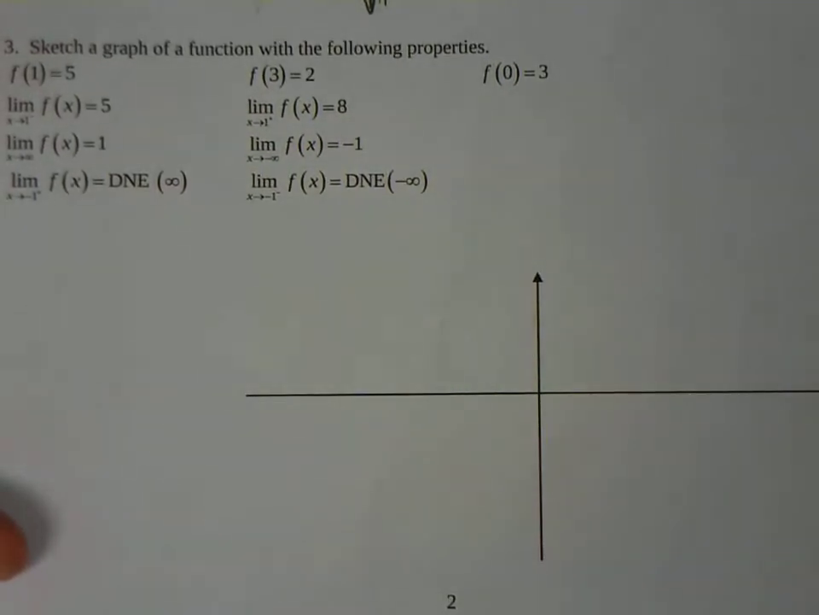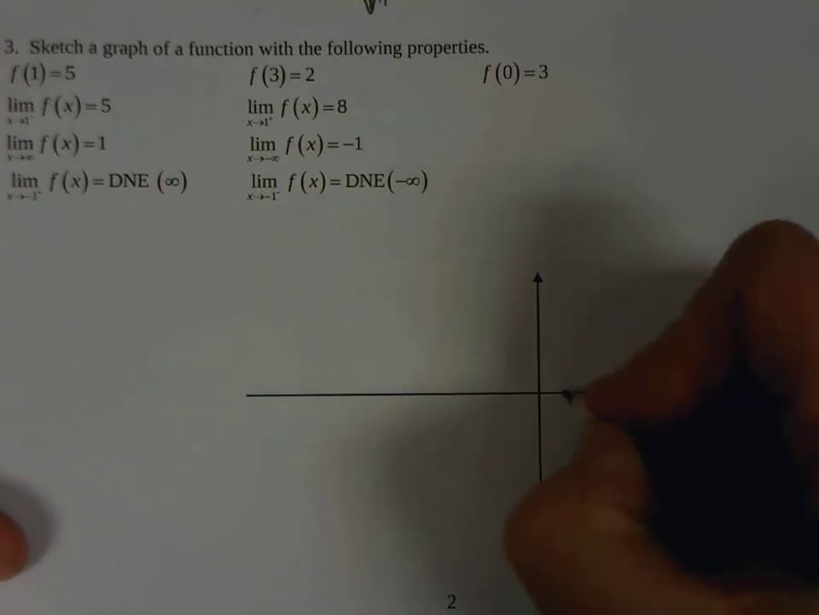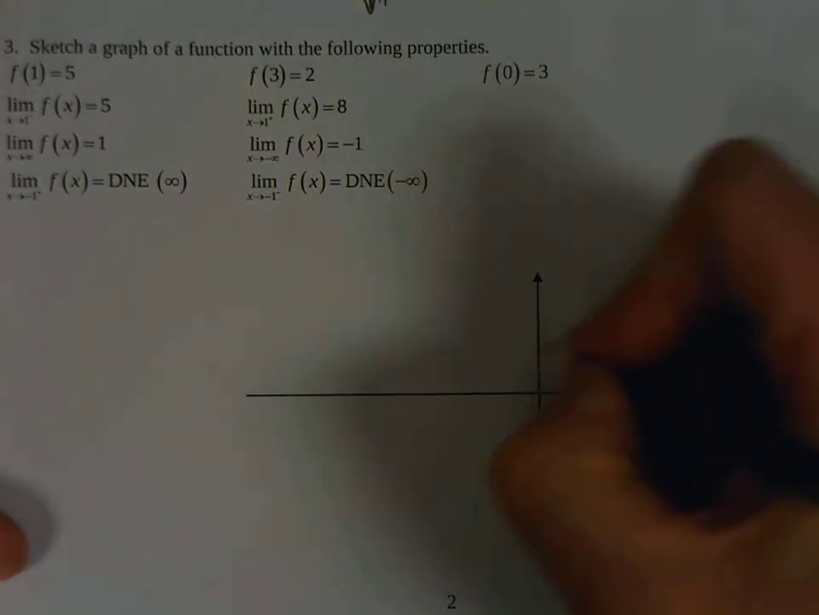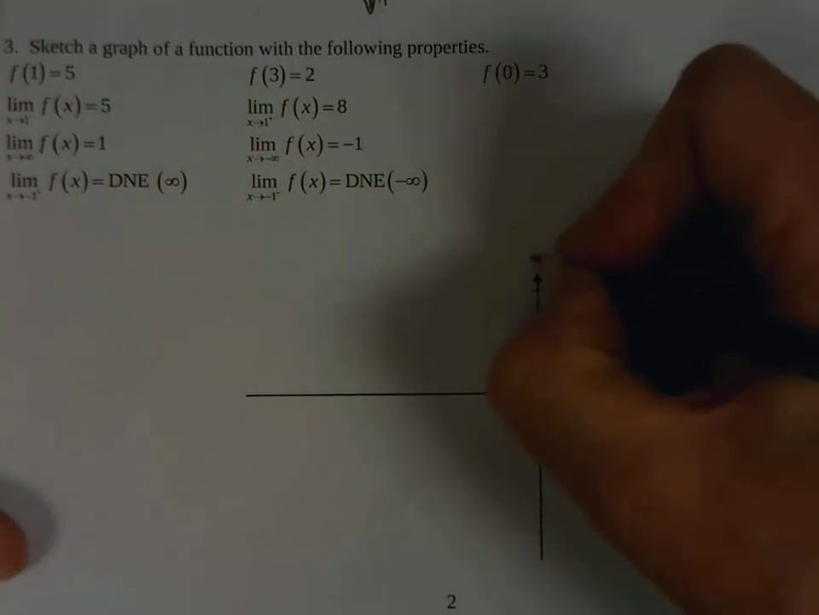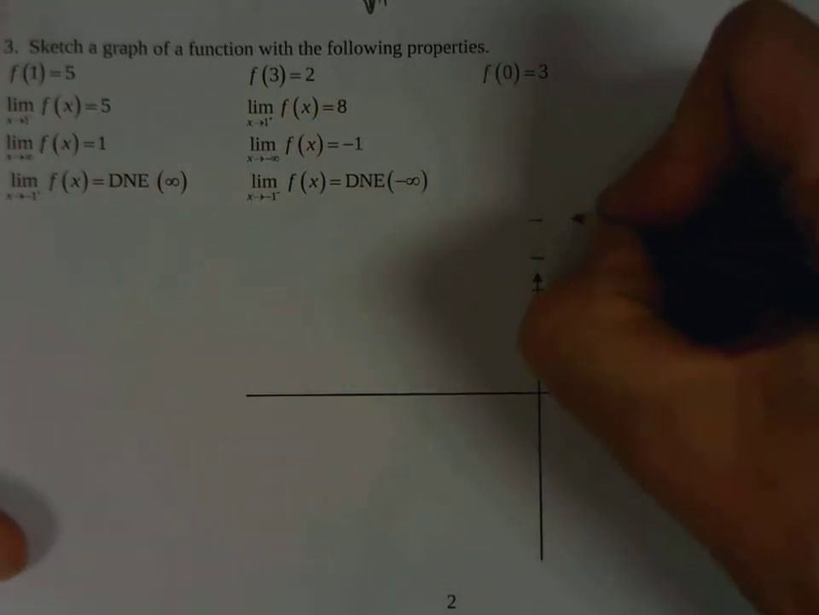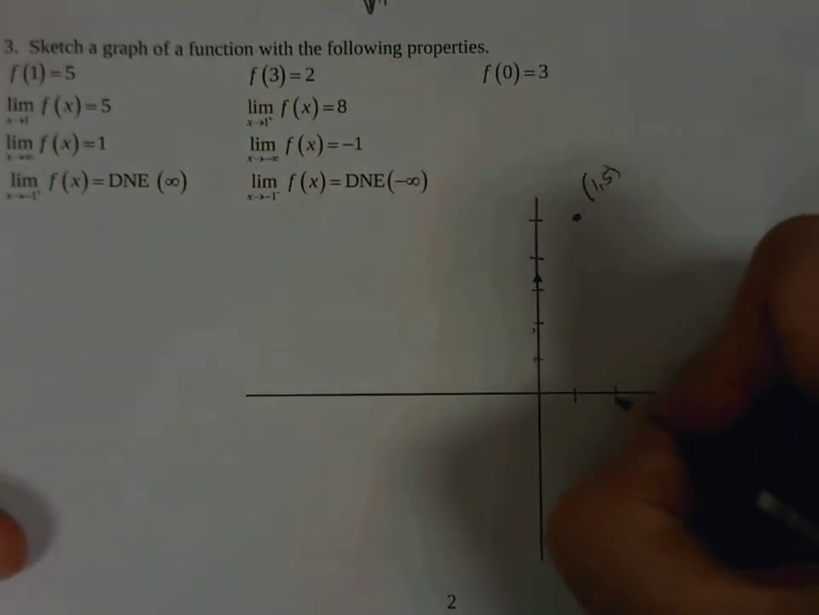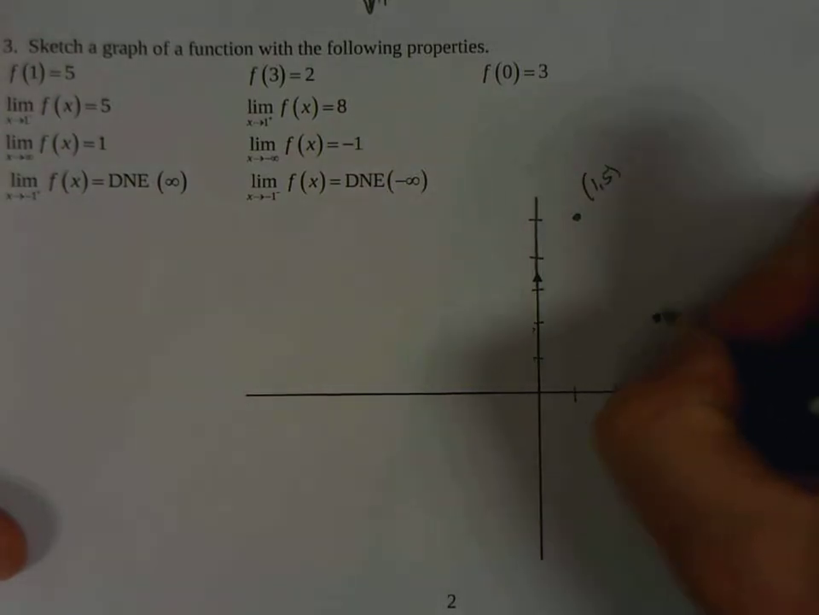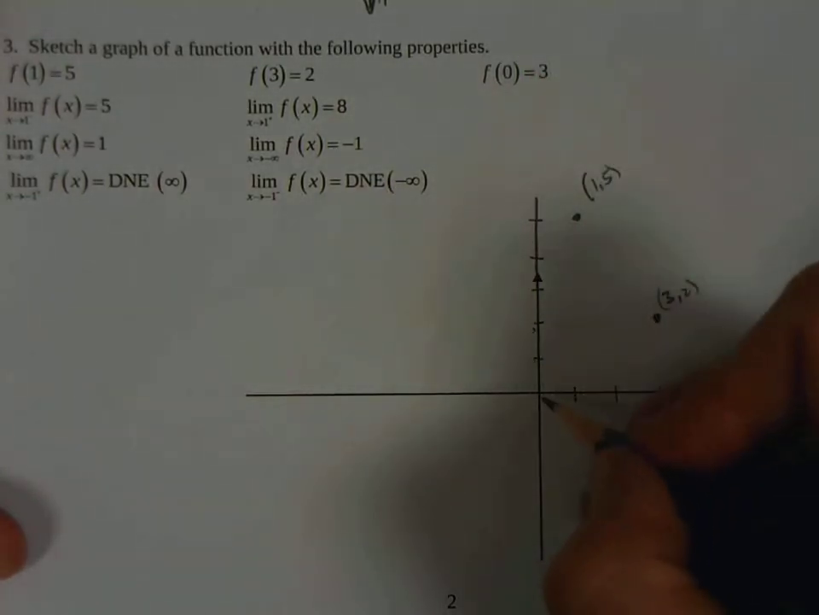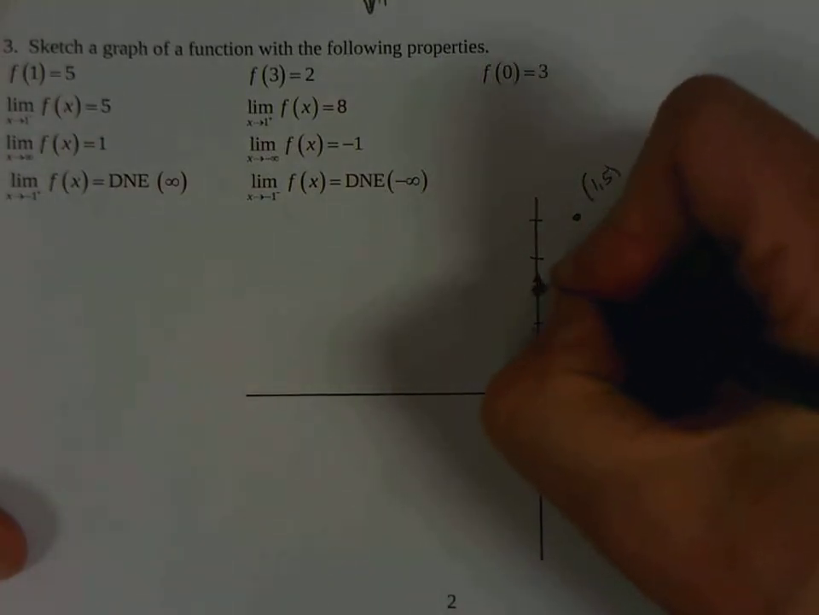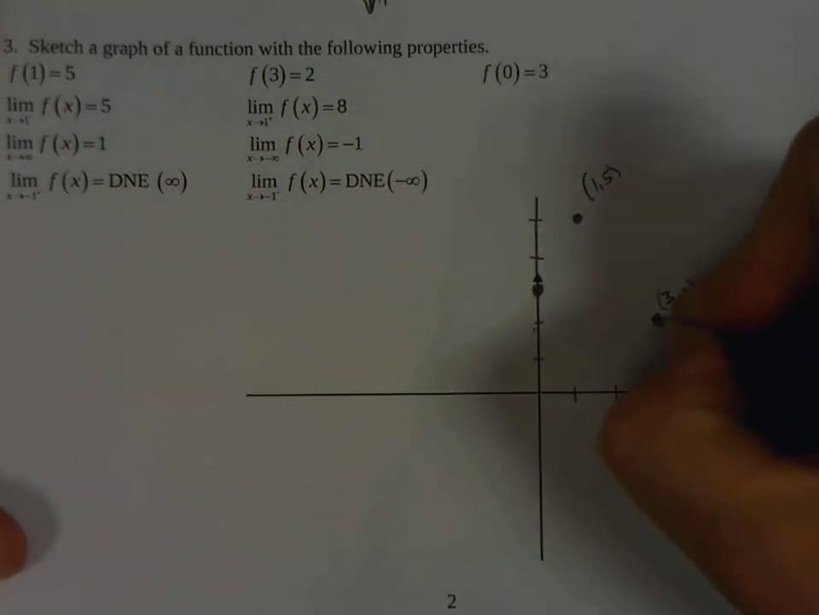Let's start with the 3 ordered pairs. f of 1 is 5. 1, 2, 3, 4, 5. f of 3 is 2. And f of 0 is 3. I like ordered pairs. They make this sketching easier.